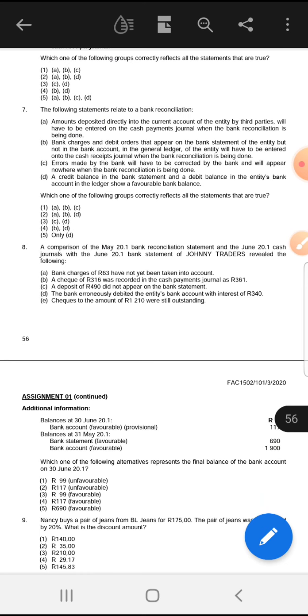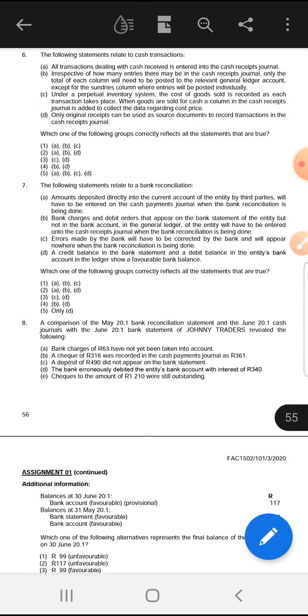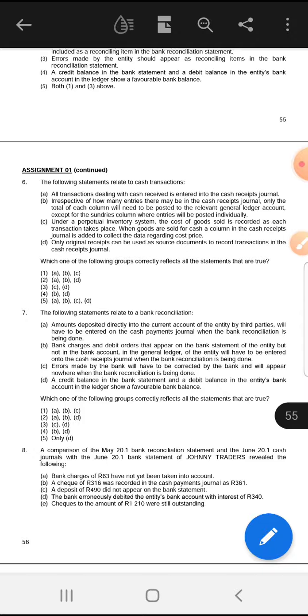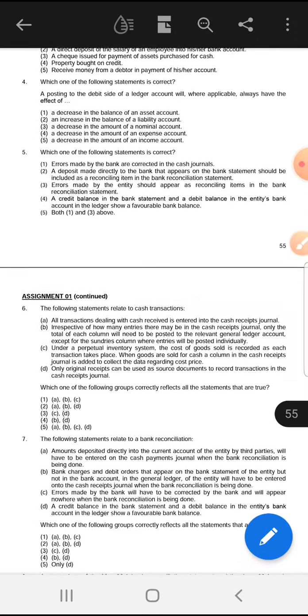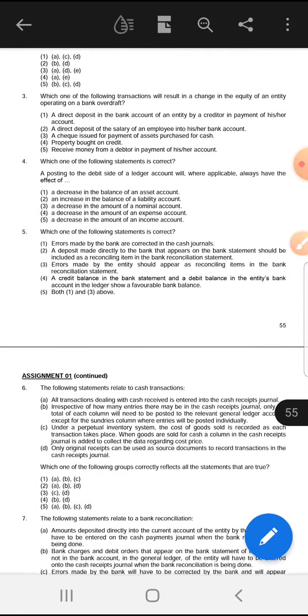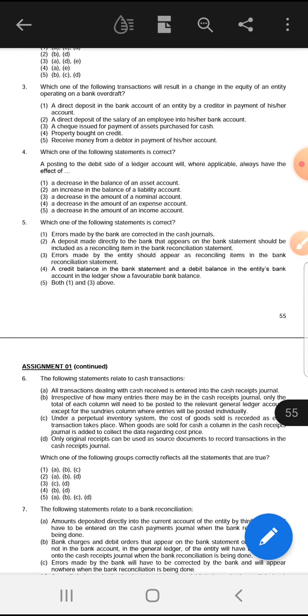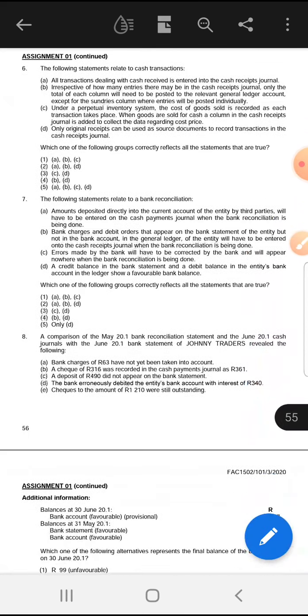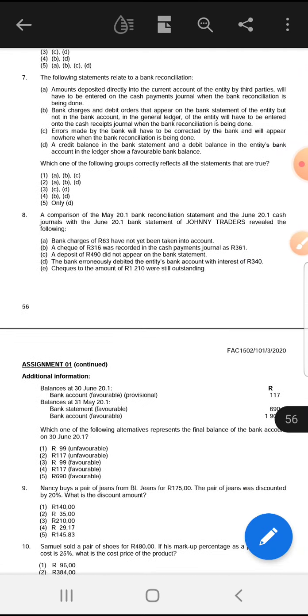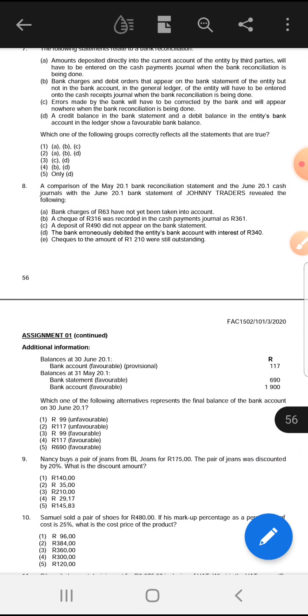Joseph, we've already answered something like this up there. Yeah, number 5 was like that. Okay, so for number 7, the correct answer will be number 5 because it's only D which is correct.